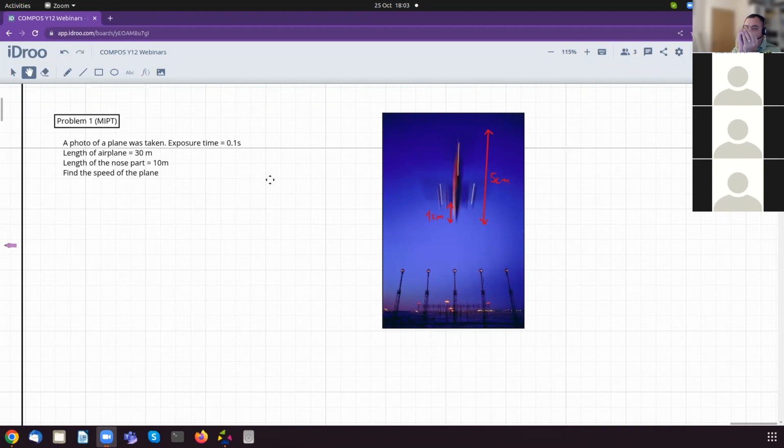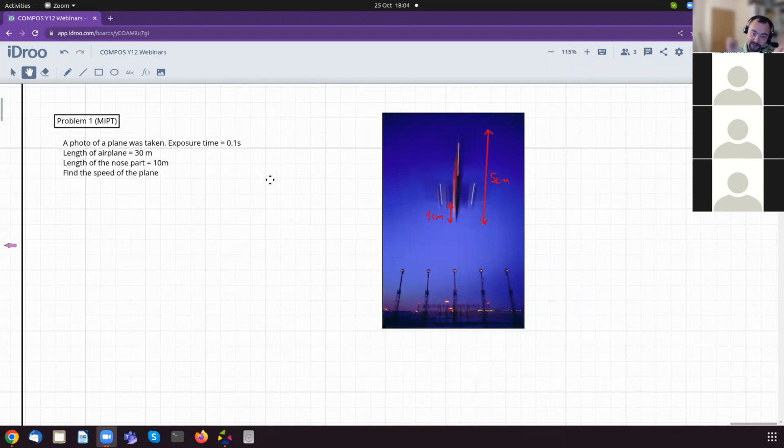Because what happens is the camera opens the shutter and then closes the shutter. And in that time, while the shutter is open and then closed, the plane has moved some distance. And the shutter speed is 0.1 seconds. So the camera is open for 0.1 seconds and then closes again. It doesn't happen instantly because the light has to physically get into the camera and activate the light sensitive element in the camera called the CCD, charge coupled device.